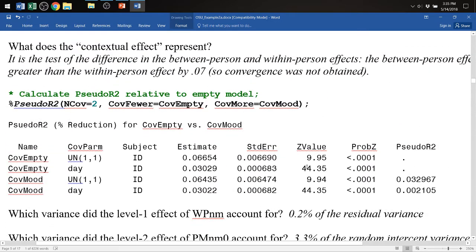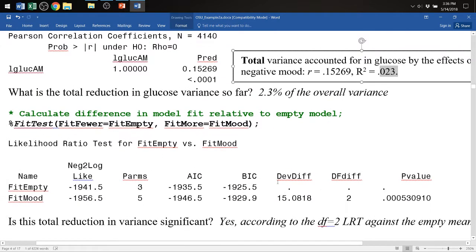Okay. So how are we doing so far? This isn't so bad, right? More than others, more than usual. Between, within. Level 2, level 1. Inter, intra. Cross-sectional, longitudinal. Random effects.